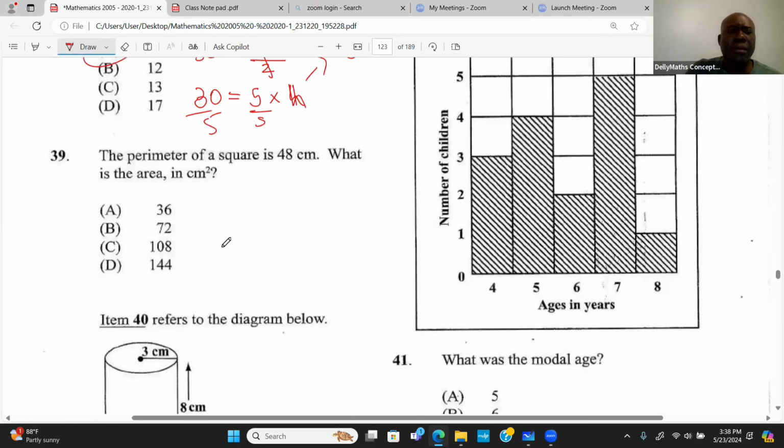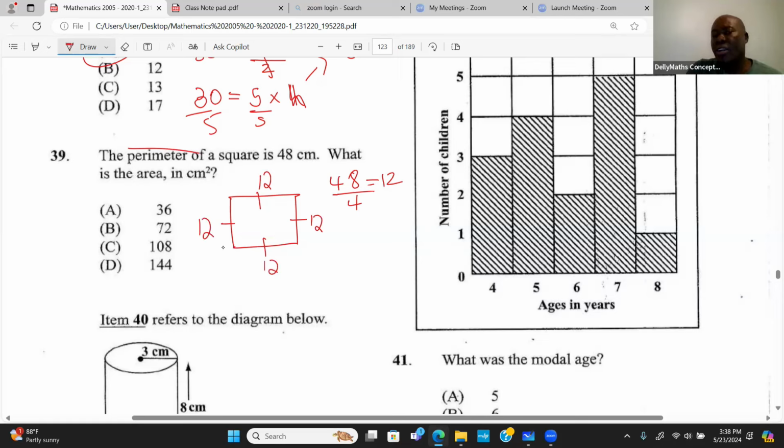39. The perimeter of a square is 48. What is the area? Now, we want to understand that for a square, all the sides are congruent, they're equal. Now, if you add up all of them, you get 48, which means that if you want to find one side, you divide by 4 because 4 equal sides were added to give 48. So this becomes 12. It means then that this is 12, this is 12, this is 12, this is 12. We only could do that because it's a square and all the sides are the same length. That is why we divided by 4.